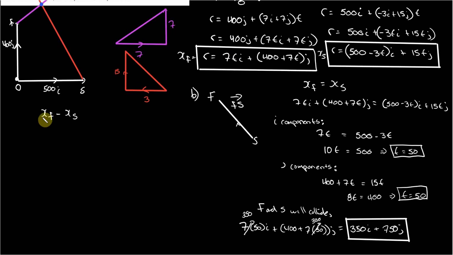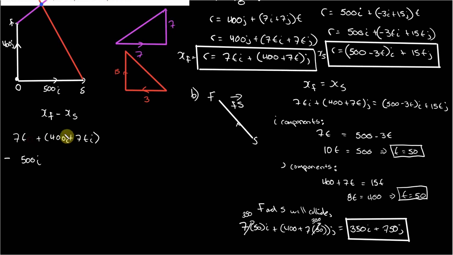So you would subtract the two rather than equate them, and what that would look like would be something like this. Let's just rewrite x sub f and x sub s, which we found in the last video. So we've got 7ti plus 400j plus 7tj, and I'm going to write them this way to avoid confusion, and we're subtracting. So x sub s is 500i, and I've just completely messed that up.